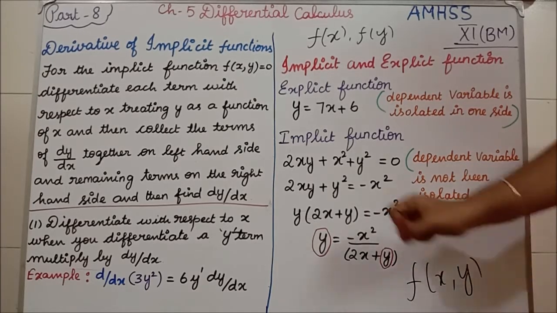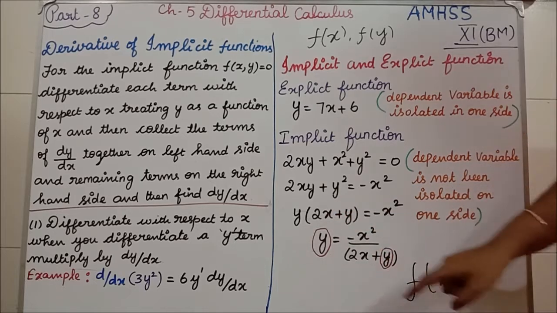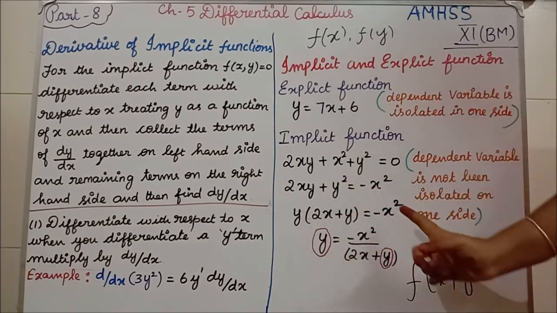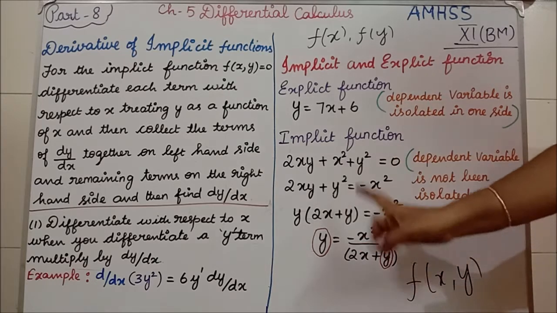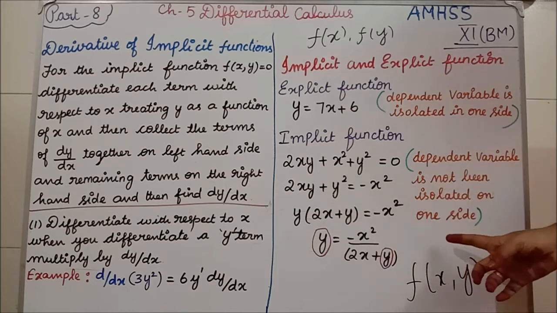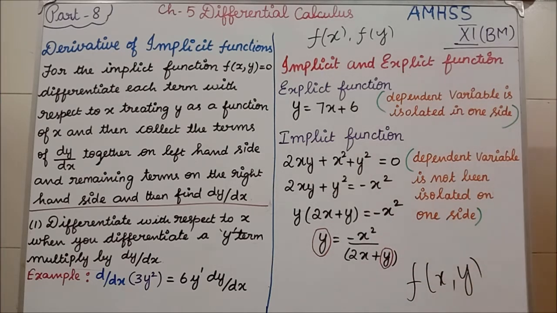Now I am keeping y on one side and bringing the bracket value down. Now if you see the left hand side and right hand side, in the left hand side we have one variable y. But in the right hand side, we have the x variable as well as the y variable.